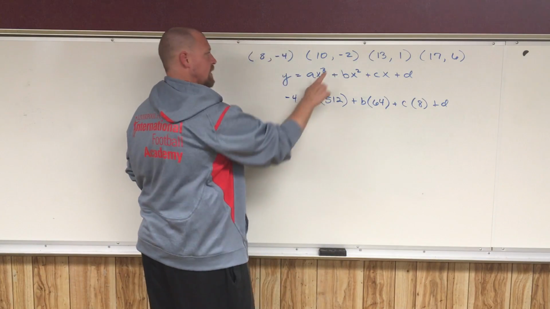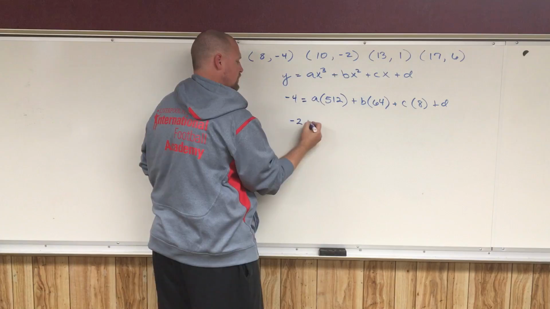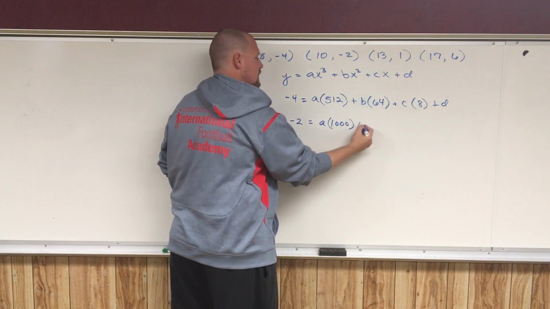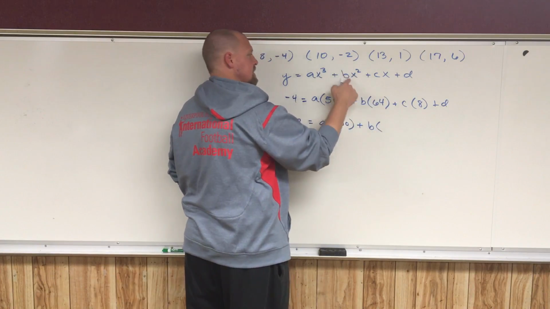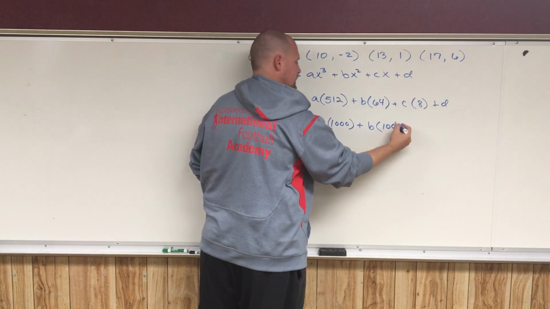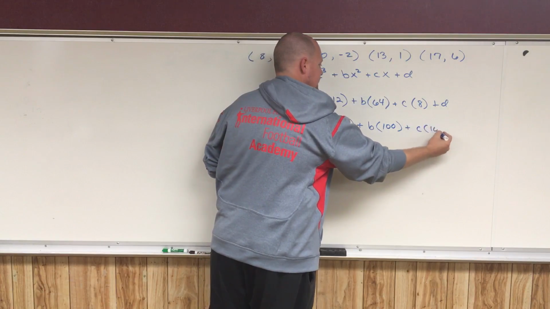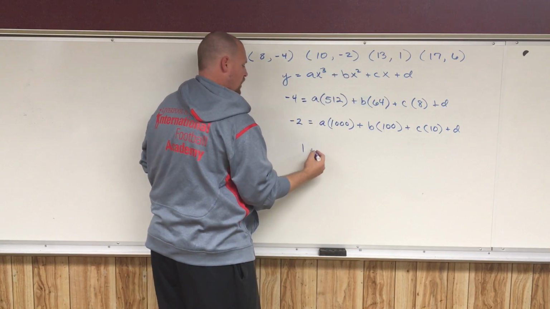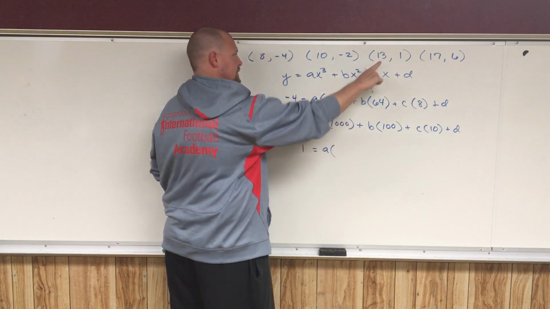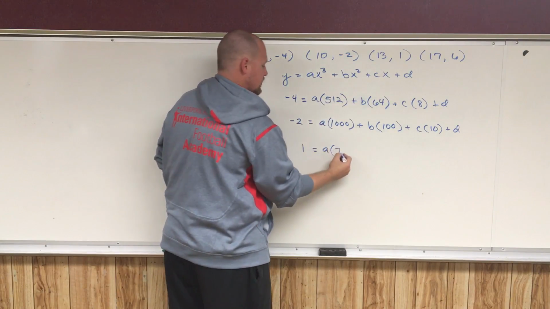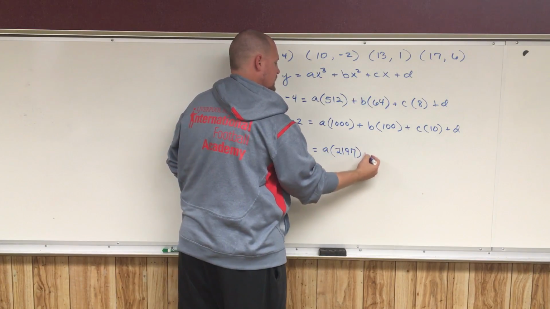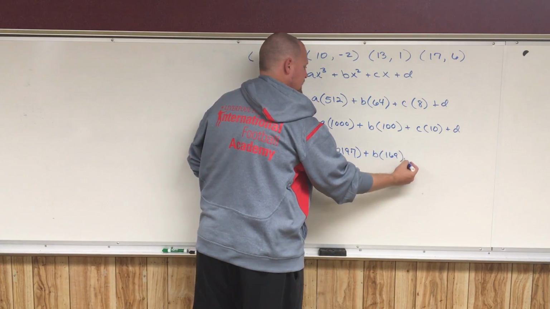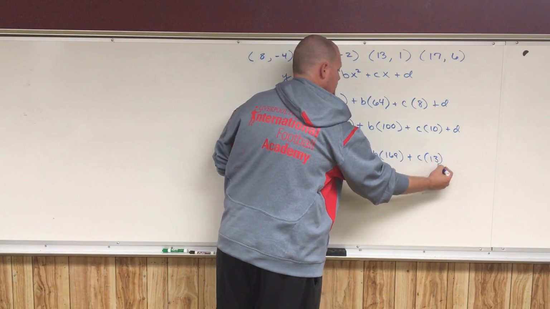So then for our second equation, we use the second point. Negative 2 equals a times 10 to the third, which is 1,000, plus b times 10 to the second power, which is 100, plus c times 10 plus d. Our third equation, we have 1 is equal to a times 13 to the third power, which is 2,197, plus b times 13 squared, which is 169, plus c times 13 plus d.